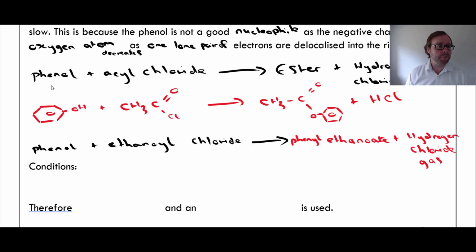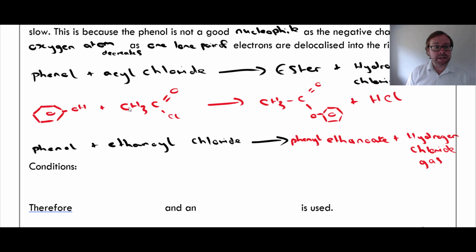I hope you have. So our phenol is really reacting as an alcohol, and we produce an ester here. So this is my ester group here, and my phenol is where I'd normally place my alcohol. Therefore, when we're naming it, we name the phenol in place of the alcohol. So this would be called phenyl ethanoate plus hydrogen chloride gas.